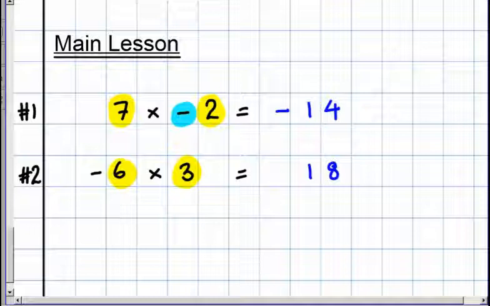Now, are there any questions at the end? Are there any signs involved? There are. There's a minus here at the beginning. So I put a minus in front of my answer.